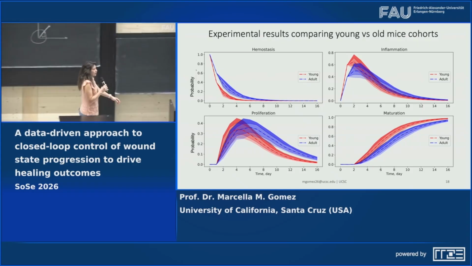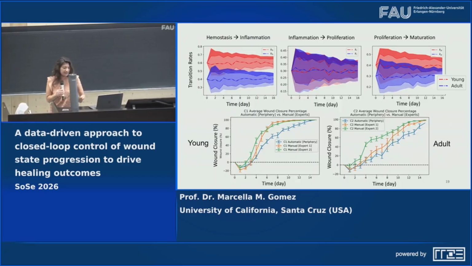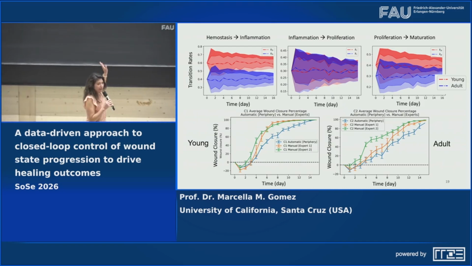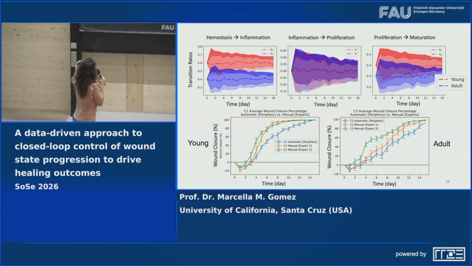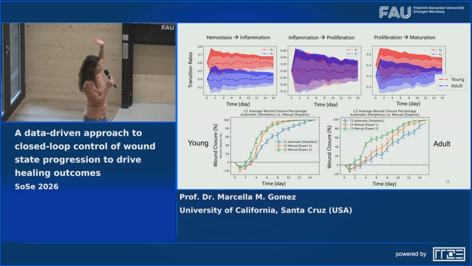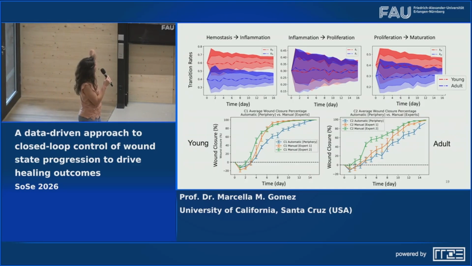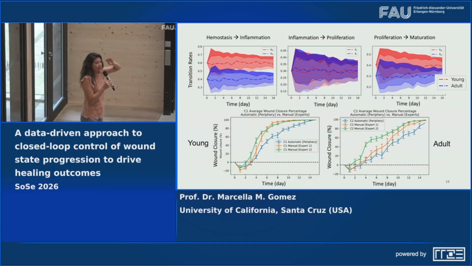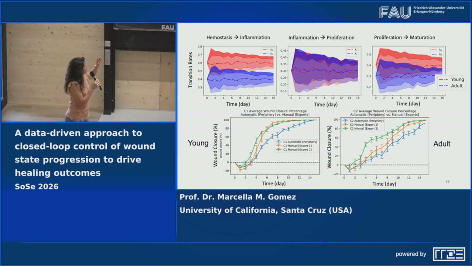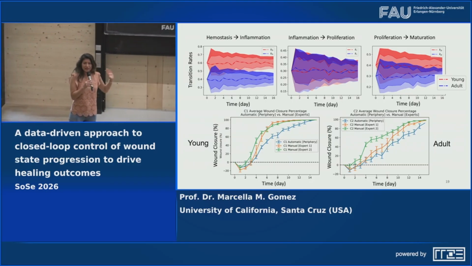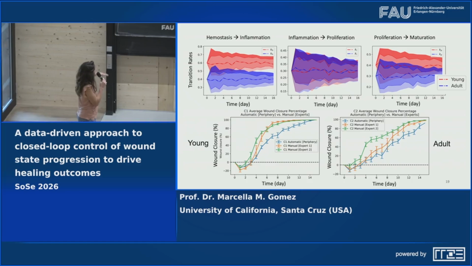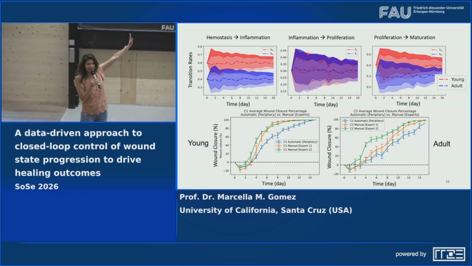So what are the parameters that we learned that correspond to these dynamics that we observed? You'll see from left to right, these are the 3 parameters of our linear model. We have the KH, from hemostasis to inflammation, KI, inflammation to proliferation, and then KP, proliferation to maturation. So according to our deep mapper model, the inflammation to proliferation is not really different between the young and the adult mice, although we do see the largest difference in that initial onset of inflammation.